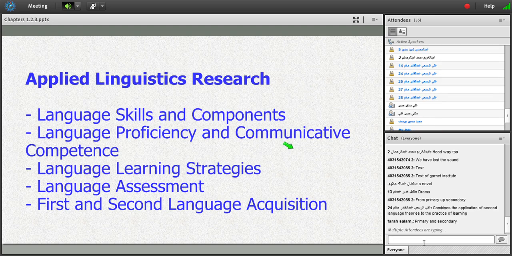So let's start talking about areas of research in applied linguistics. We have several areas that can provide us with various topics so that we can conduct research. One area is about language skills and components. What do we mean by language skills? Can you write in the chat box? What do we mean by language skills?